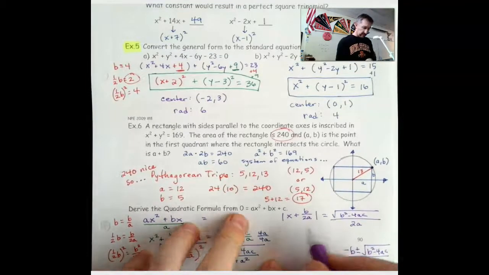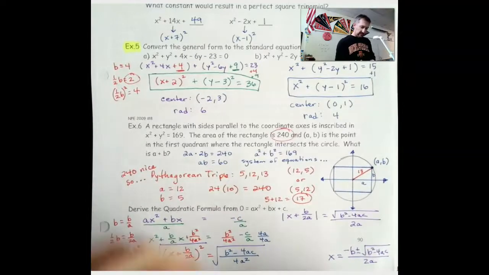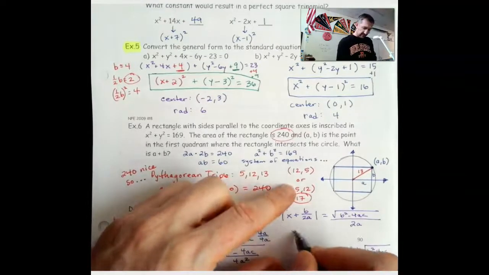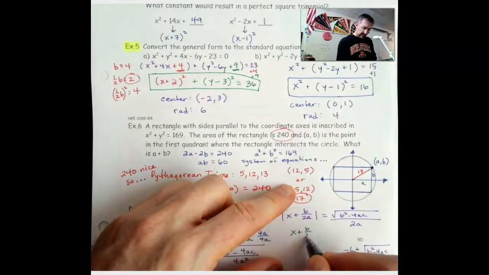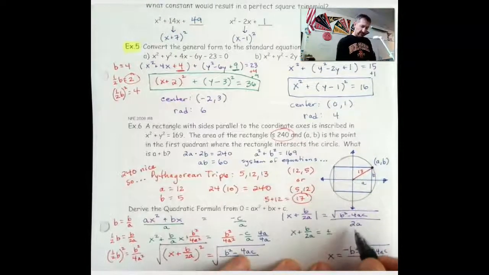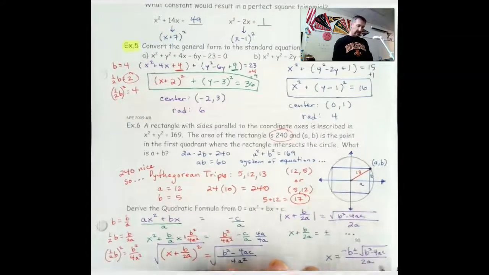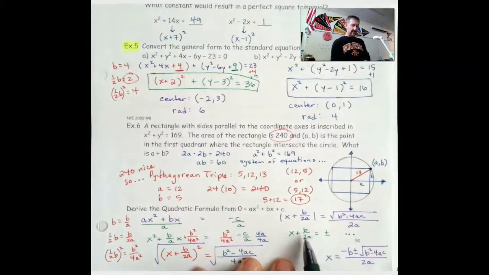Okay, so we're almost done. The next thing here is to take off the absolute value. And if we do that, we're going to get plus or minus over here, this thing. And then our last step is to subtract b over 2a from both sides. And then we already have a common denominator, so there you go.